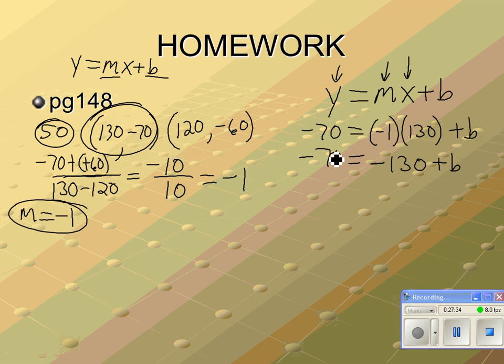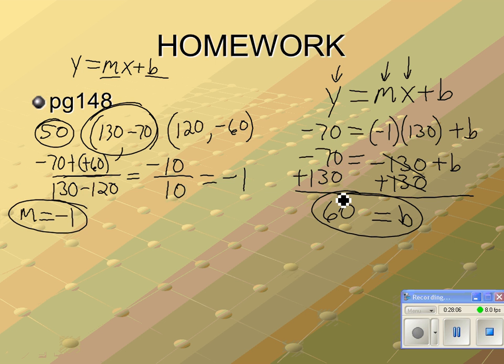Carson, how do I solve for b? How do you get b by itself? We have to add 130. They were probably all confusing you, weren't they? Negative 70 and positive 130. What's that give us? 60.